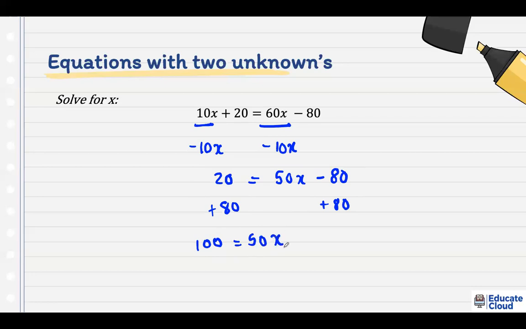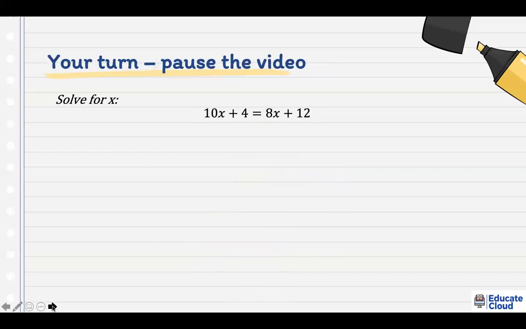I want to get the x by itself, and right now it's times by 50, so I need to divide by 50. Divide both sides by 50, and 50 divided by 50 is just 1, so x is on its own, and 100 divided by 50 is 2. So x will equal 2. Hope that makes sense. And now I'd like you to have a go.